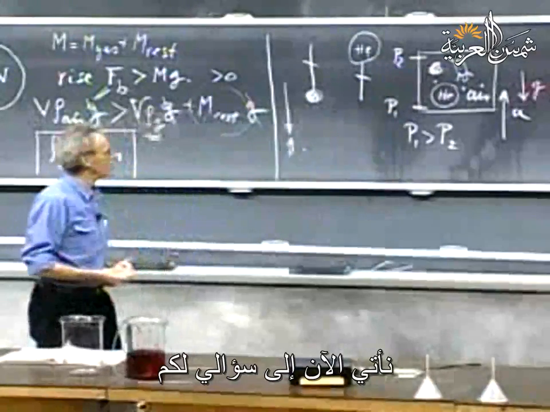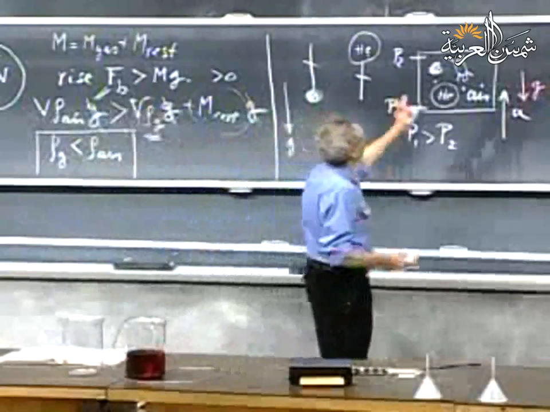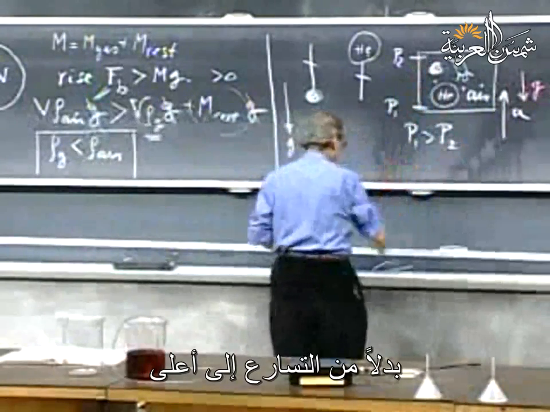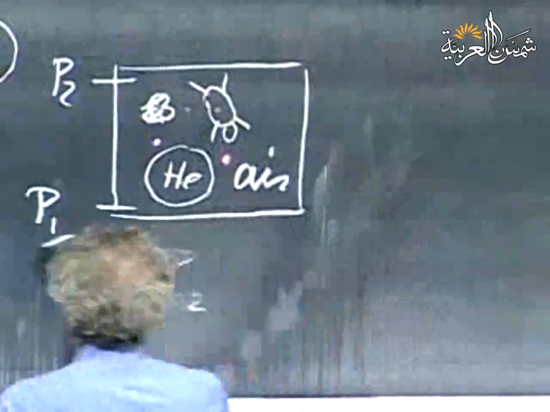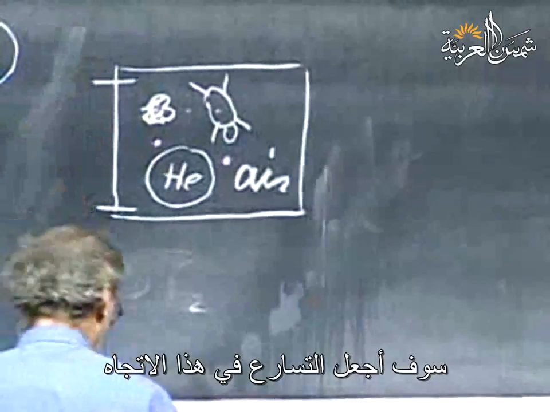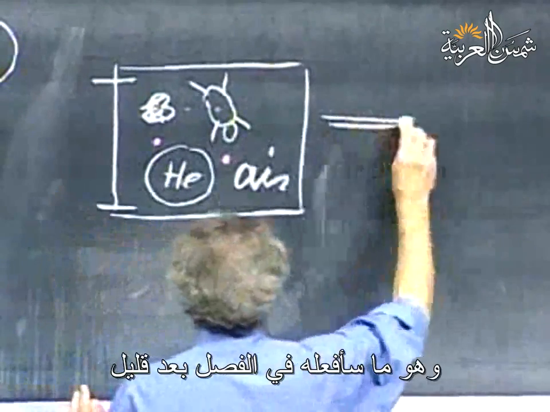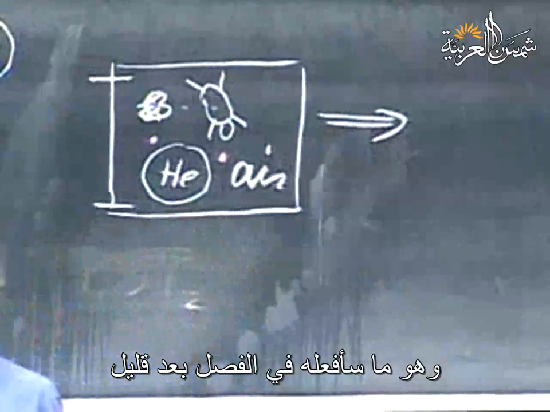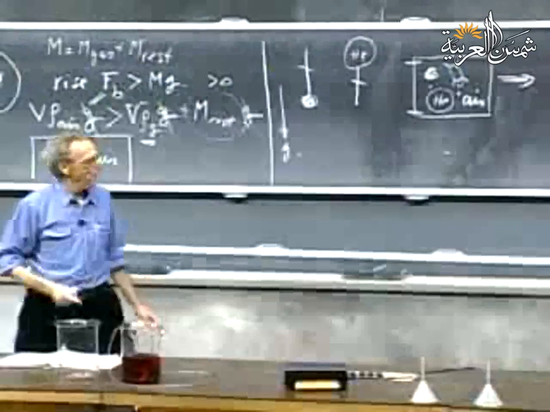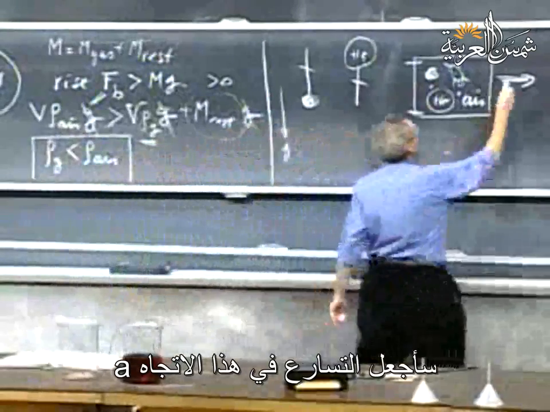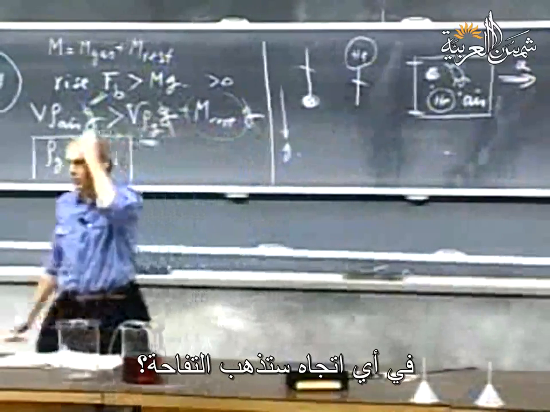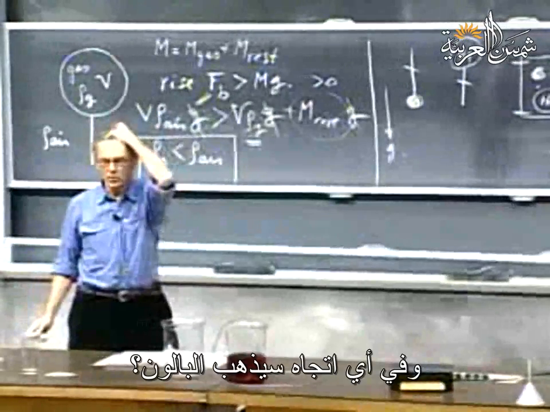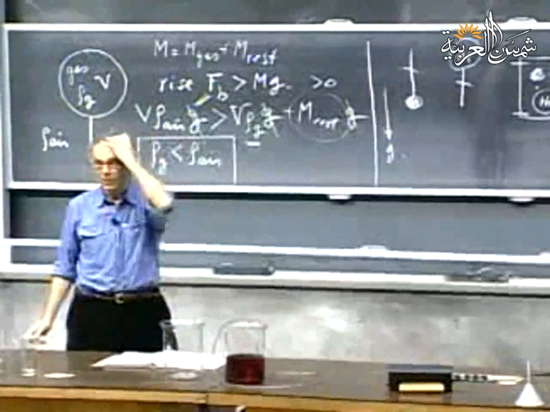Now comes my question to you. Instead of accelerating it upwards and creating perceived gravity down, I'm now going to accelerate it in this direction, something that I'm going to do shortly in the classroom. So I'm going to accelerate all of us in this direction A. In which direction will the apple go? In which direction will the balloon go? What do you think?